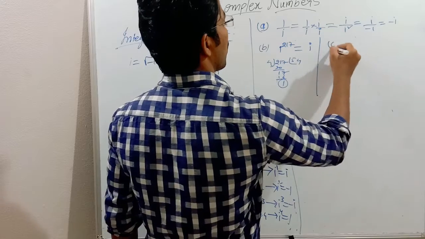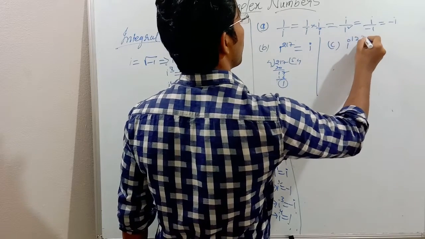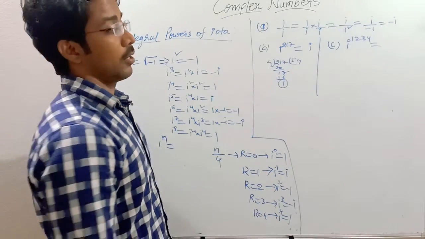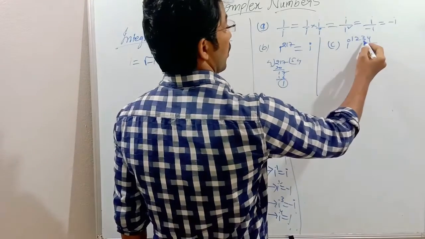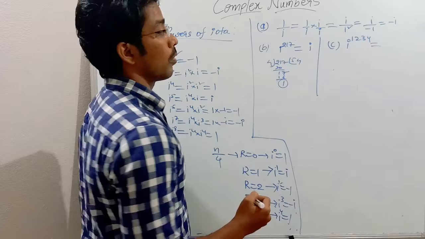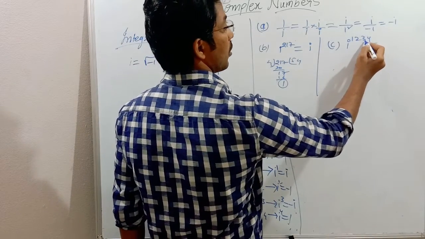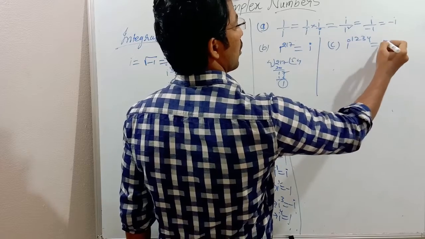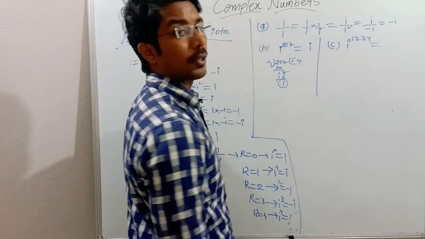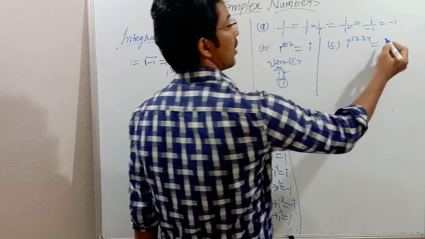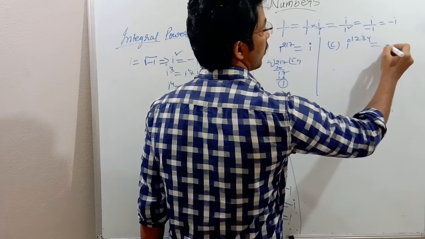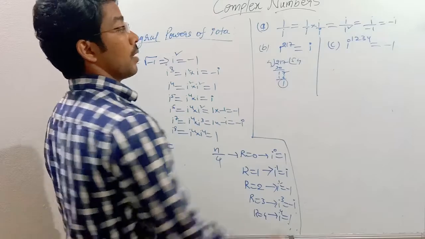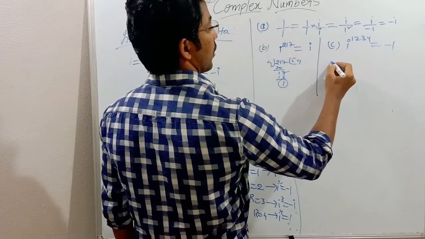Now if I take a higher power, it becomes difficult to calculate the final value. So we use the divisibility rule of 4. What is the divisibility rule of 4? Divide the last 2 digits by 4. 4 eights are 32, so the remainder is 2. So we take i square, and the i square value is minus 1. So minus 1 is the final result of i power 1234.